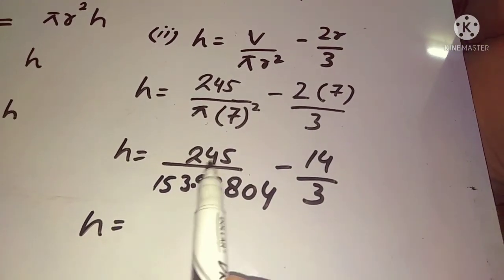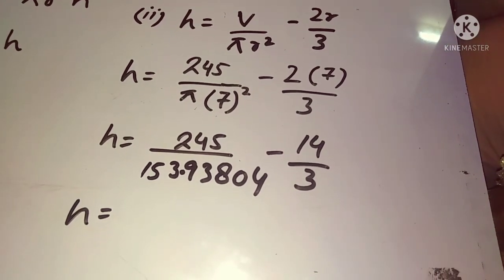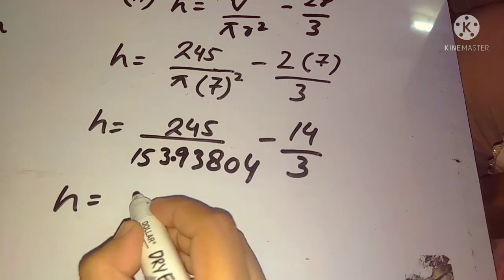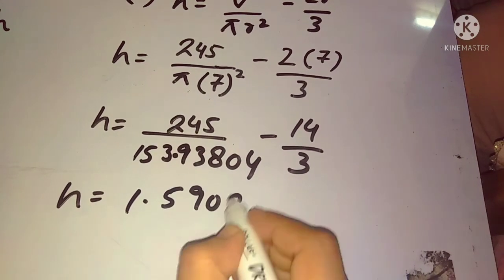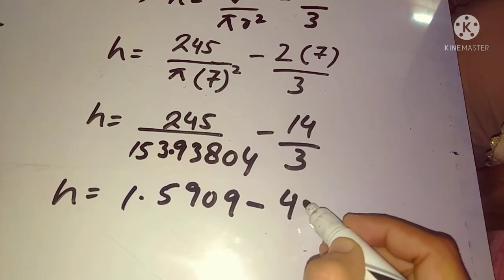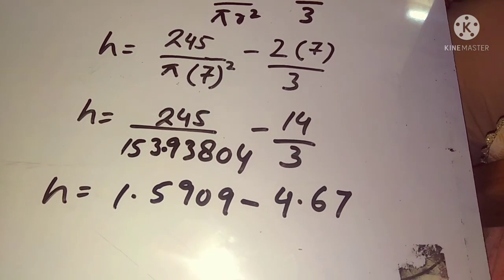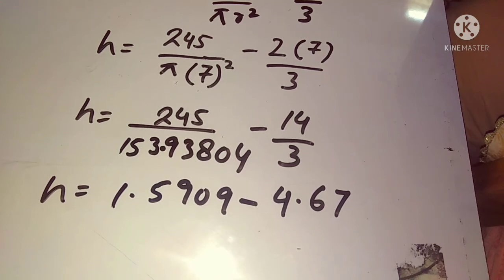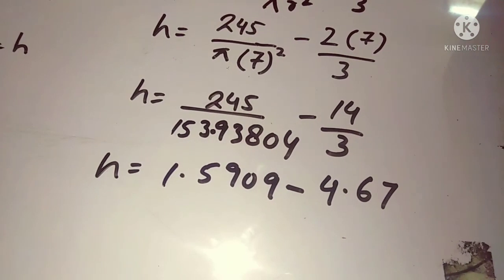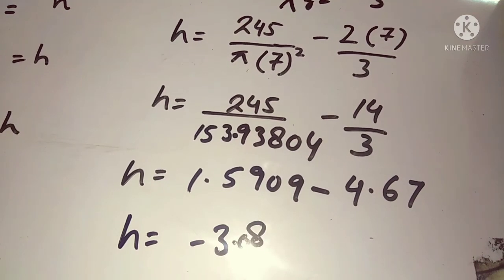It's your choice. So 245 divided by 154, I'm just rounding this off, so I will get 1.5909. Minus, when I divide 14 by 3, I will get 4.67. When I subtract, 1.5909 minus 4.67, I will get minus 3.07. And when I round this up, I will get minus 3.08. So this is your answer.